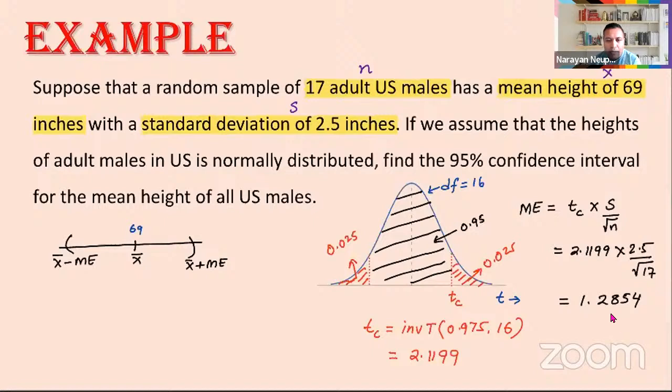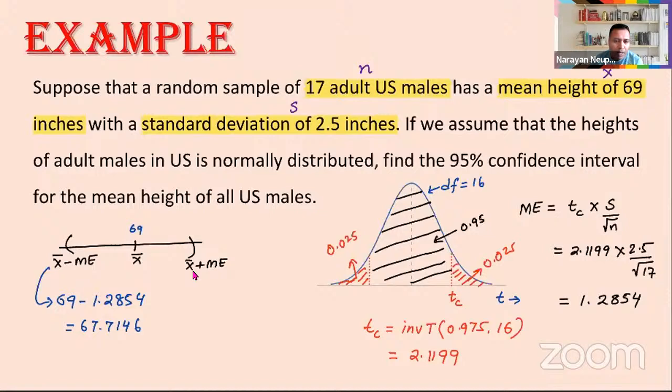Now remember, once we get the margin of error, to find the confidence interval, to find this value where I'm pointing, as you can see on the screen, what you have to do is 69 minus that value, 69 minus 1.2854. Make sure you type it in your calculator and check. That will be the lower boundary. That is equal to, I got 67.7146. Okay, that is the lower boundary.